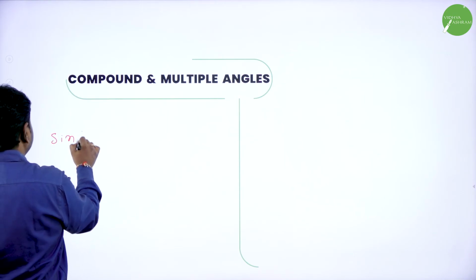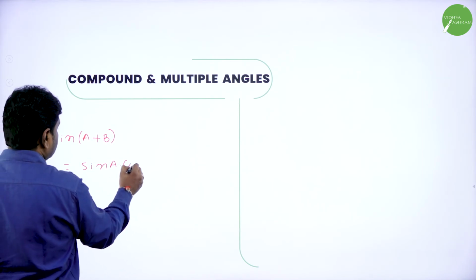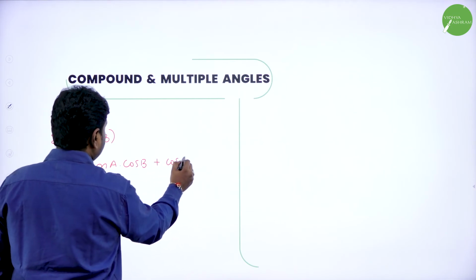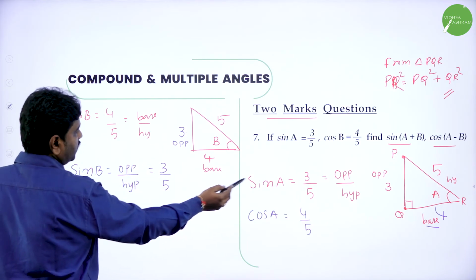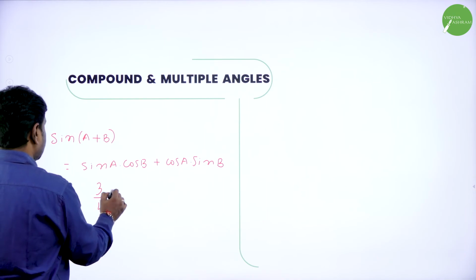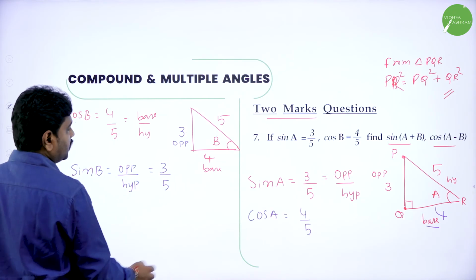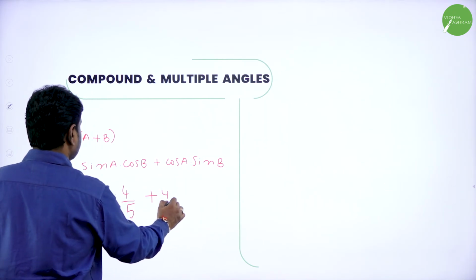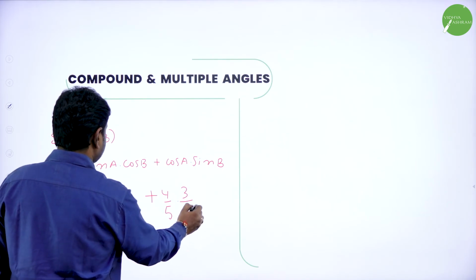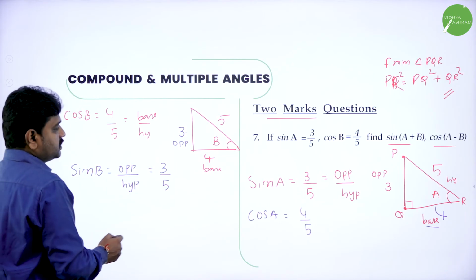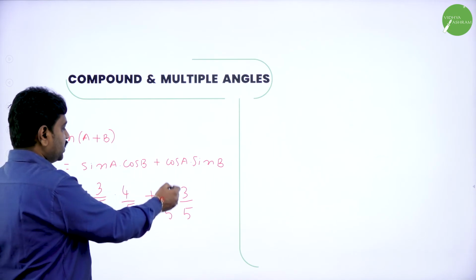What is sin of A plus B? All of you know sin of A plus B is equal to sin A cos B plus cos A sin B. Substitute. What is sin A? Sin A is 3 by 5 into cos B. What is cos B? 4 by 5, plus cos A. What is cos A? 4 by 5, plus sin B. What is sin B? Sin B is 3 by 5. See, dear students, sin A they gave 3 by 5, I substituted, and cos B they gave 4 by 5, I substituted, and the other two we calculated.